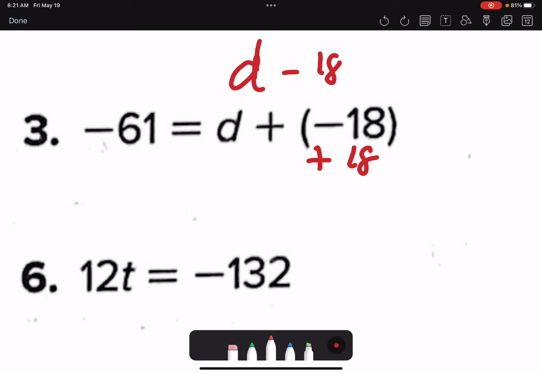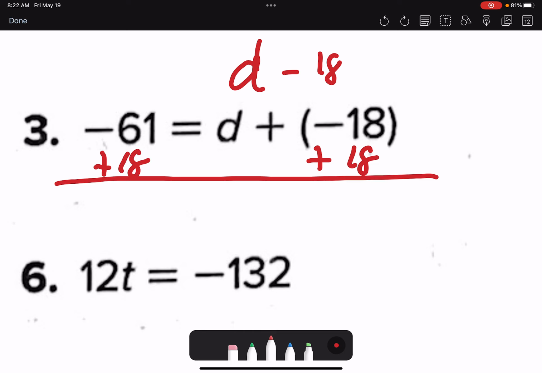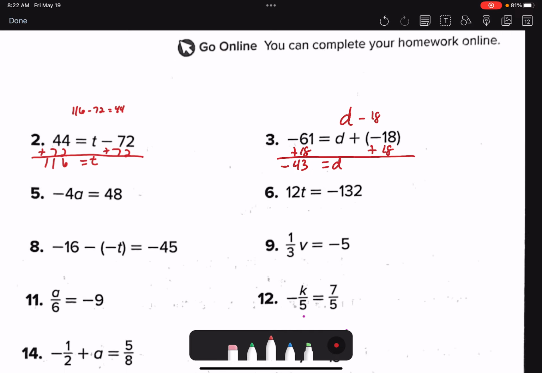If it helps you mentally do that. So I'm going to plus 18 on the right, and I'm going to plus 18 on the left. And remember, when the signs are opposite, you subtract and then keep the sign of the larger one. So for example, in this problem, -61 is larger, so it's going to stay negative. And then 61 minus 18 is 43. And that is the final answer. And then plug it back in and you will get the same thing.